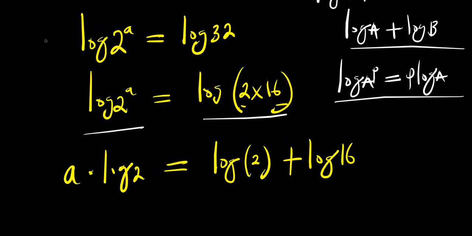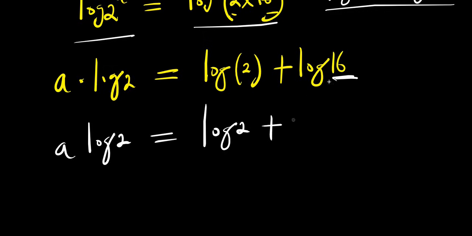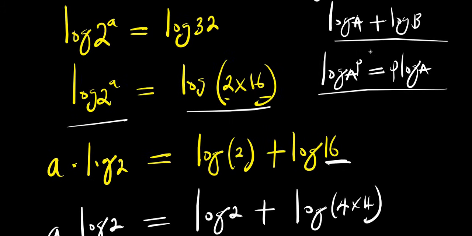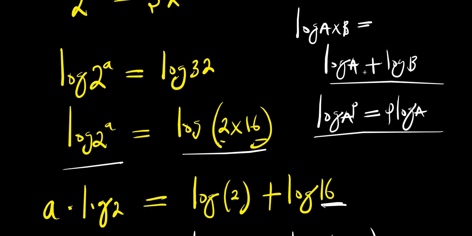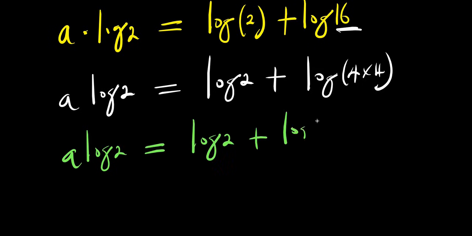Now, the next step will be to express this as 4 times 4, that's 16. We have a times log 2 equals log 2 plus, this is log 4 times 4. And remember, log a times b equals log a plus log b. So we have a log 2 equals log 2 plus log 4 plus log 4.